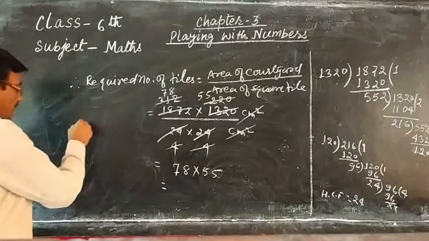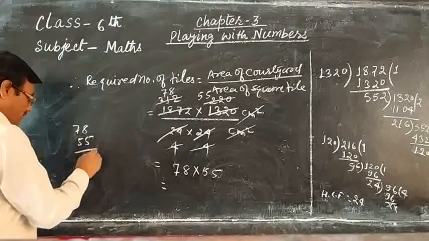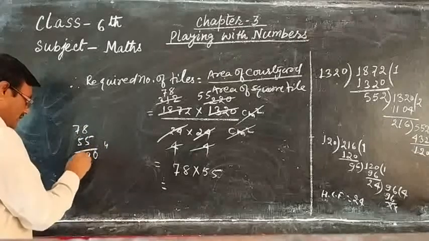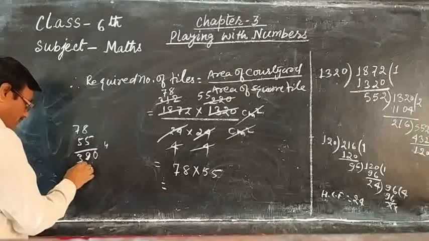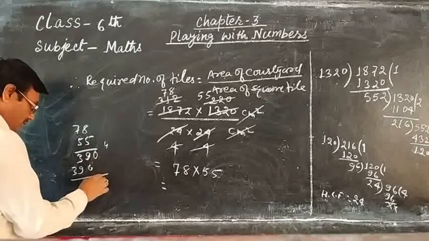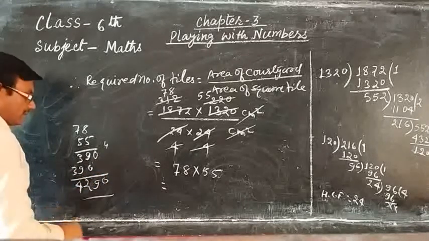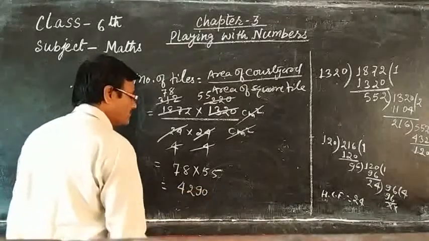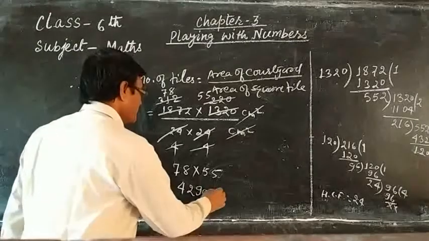Now we multiply them. 8 5s are 40. Remainder 4 and 35 and 4, 39. Then the same number will become here 0, 9, 9, 3 are 12, carry 1 and 3, 1, 4. So children, the total number of tiles will be 4290.